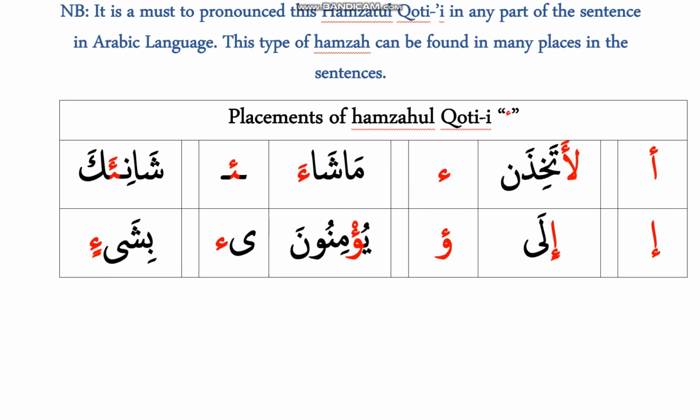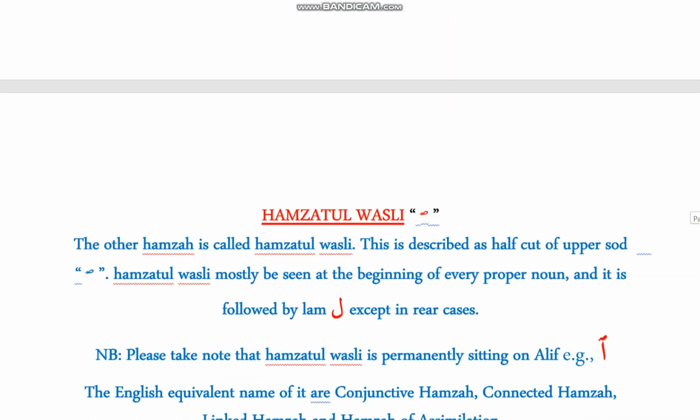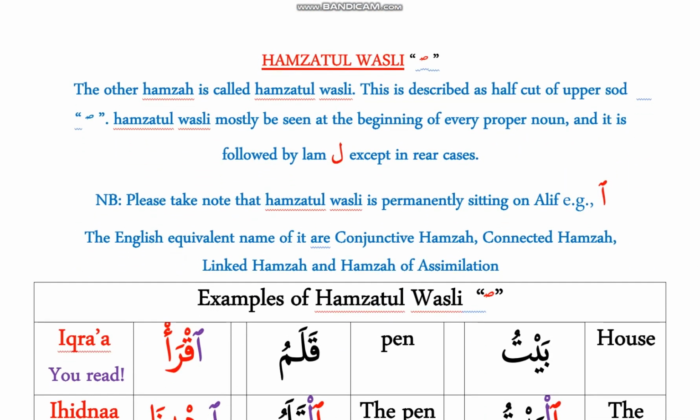Let's quickly look at Hamzatul Wasli. That one is a bit technical, and please pay attention. The other Hamzah is called Hamzatul Wasli. This is described as half cut of upper sword. You know, when we write sword and you cut the upper one. And this is an example of it. This is how it looks like.